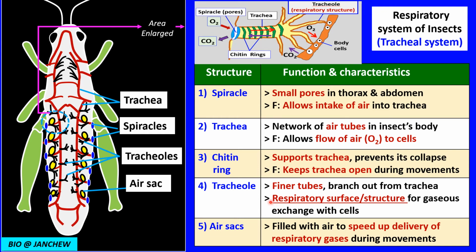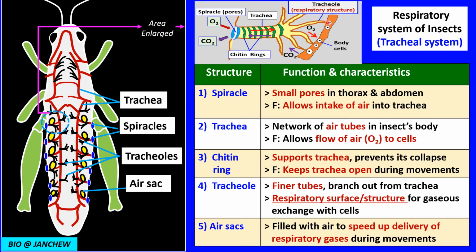And the tracheal is actually the respiratory structure containing the respiratory surfaces that function in gaseous exchange directly with the cells. So there's no blood or fluid that transports the oxygen to the cells. The tracheal is in direct contact. The tracheals are all in direct contact with the body cells to deliver the oxygen directly to the body cells.